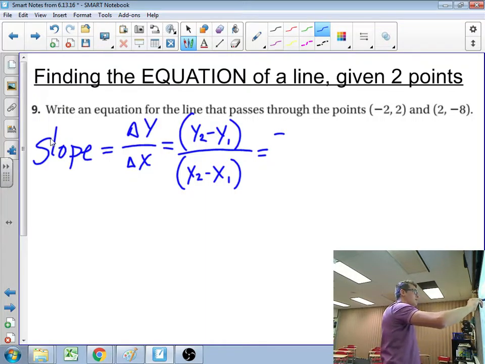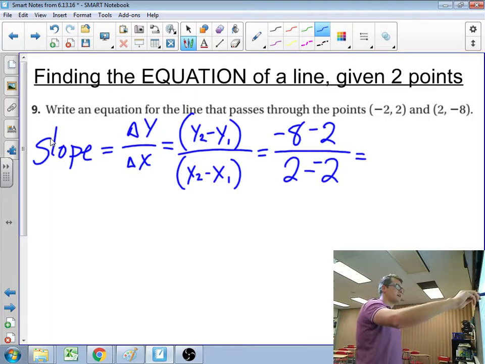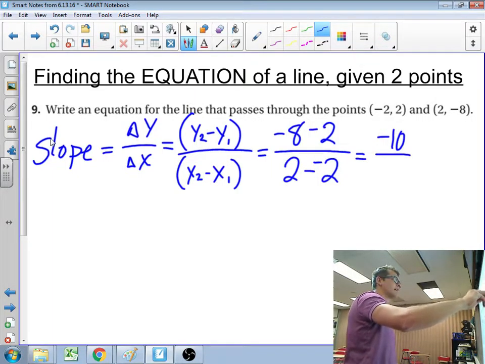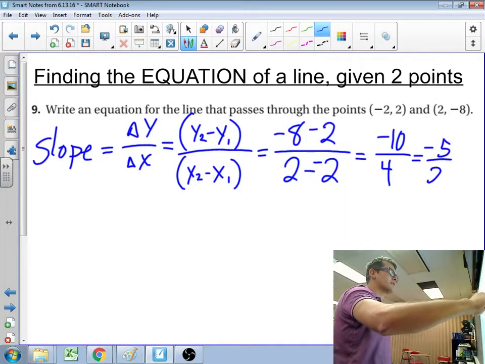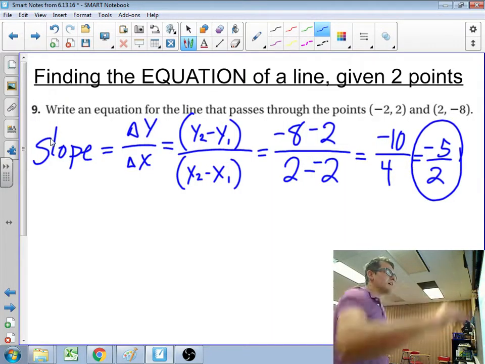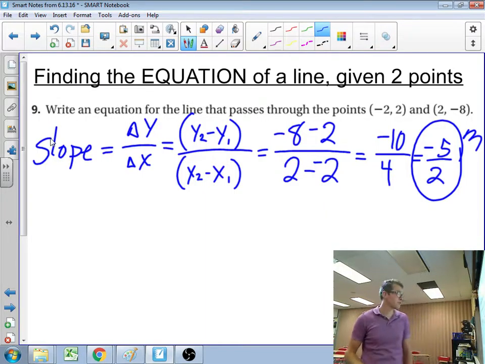So y2 is negative 8 minus y1. Then all over x2 is 2 minus a negative 2. So be careful with that negative. I get negative 10 over 4. And that gives me negative 5 over 2 if I simplify that. So that is going to be the value of my slope. So I'm going to put an m here so I don't forget that.